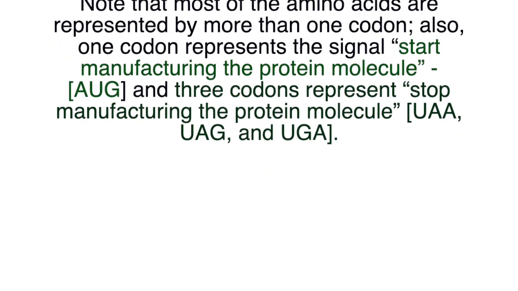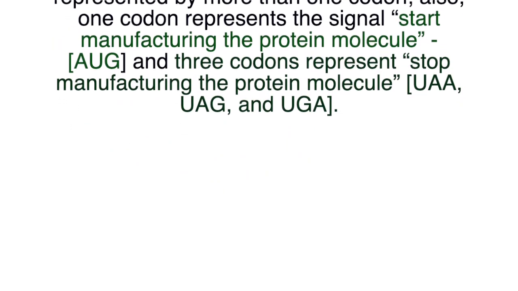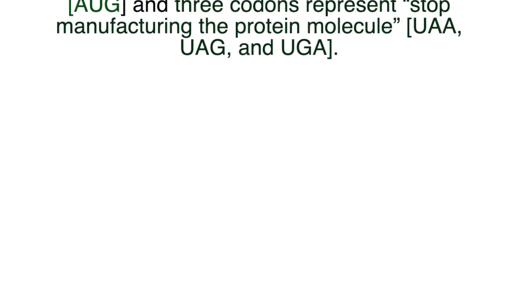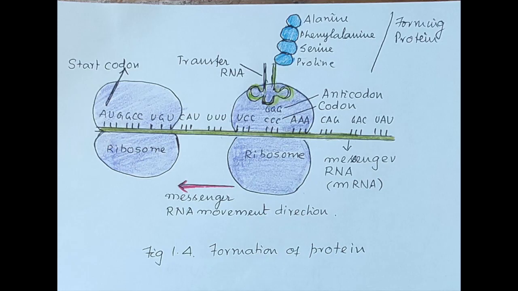AUG is the start codon, and 3 codons represent stop manufacturing the protein molecule, coded by UAA, UAG, and UGA. Figure 1.4 shows the assembly parts of protein formation. Shown are the mRNA, a tape-like structure, the ribosome, transfer RNA, and the protein assembly by amino acids, one amino acid at a time.